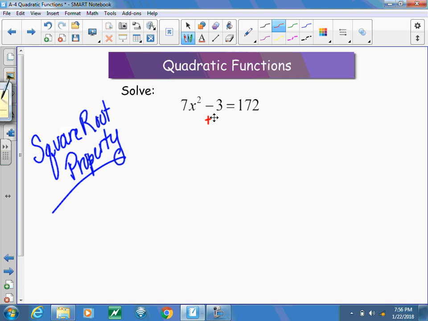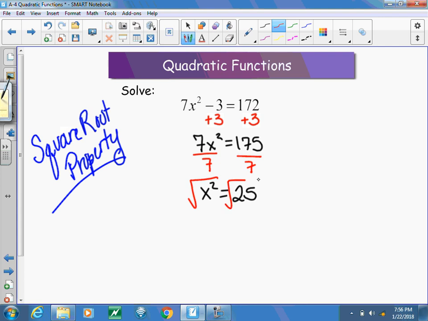Here, we could easily go ahead and add 3 to both sides, just like you're solving a linear equation. So 7x squared is equal to 175. And then you can go ahead and divide by 7. And we're left with x squared is equal to 25. Well, to get rid of that square, here's where our square root property comes in. We take the square root of both sides of our equation. So x is equal to plus or minus 5.